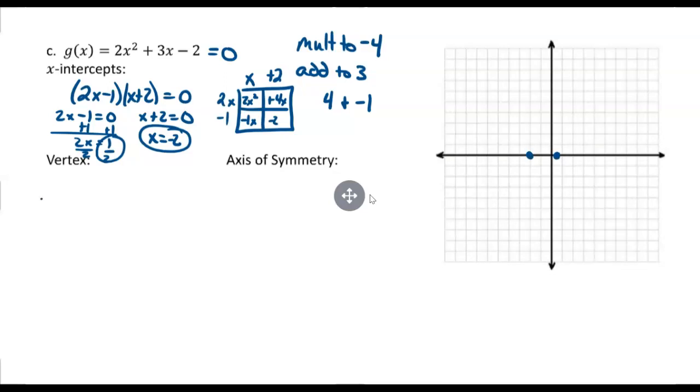All right, so to find the vertex, you add them and divide by 2. So it's totally okay to use a calculator to do this. So when I do -2 plus 1/2, I get -1.5, and I divide that by 2, and so I get -0.75 or -3/4. So I'm just going to do my vertex. Let's just do it down here.